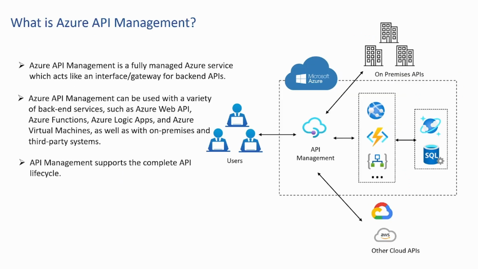So what Azure APIM does is create an interface or gateway for the backend APIs, so users cannot directly access the backend APIs. Azure APIM can be used with a variety of backend services such as Azure Web Apps, Azure Functions, Azure Logic Apps, Azure virtual machines, and many more. It can also be connected with on-premises APIs and third-party systems like GCP and AWS. APIM also supports the complete lifecycle of API management.